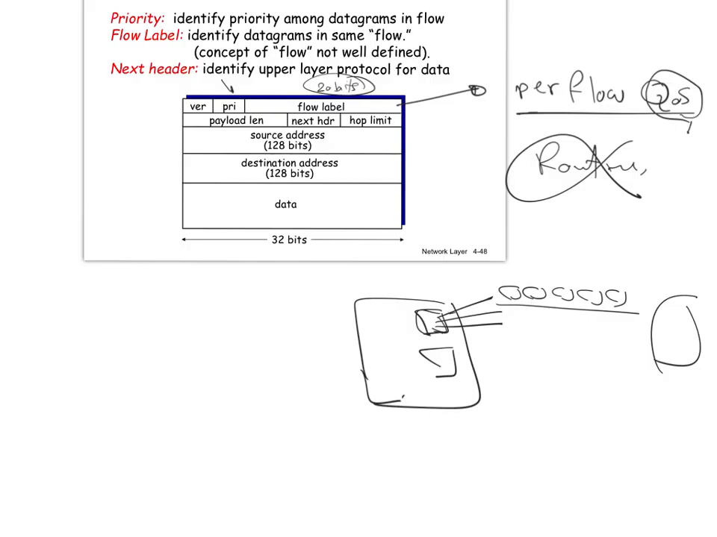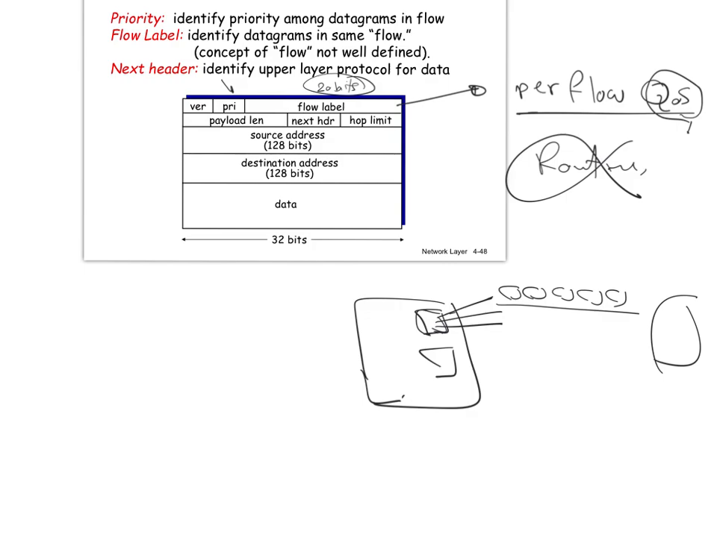Virtual circuit number is used for routing. So we provide routing based on the virtual circuit. Per flow here is only for quality of service. Quality of service is different from routing. Quality of service, we provide some distinction for a specific flow, okay?